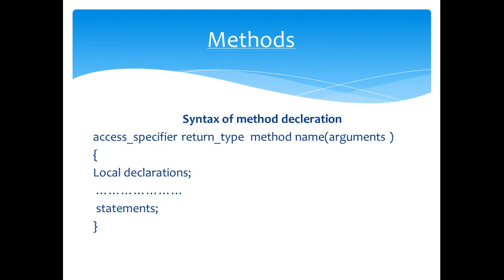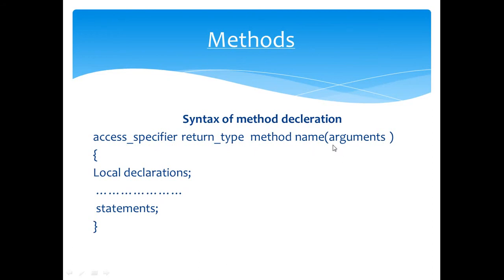Here is the syntax for declaring a method. Here is the access specifier, that means it defines whether the method is public, private or protected. Here is the return type, that means whether the method returns any value: int, float, etc. Here is the method name. A method name is a valid identifier in Java.